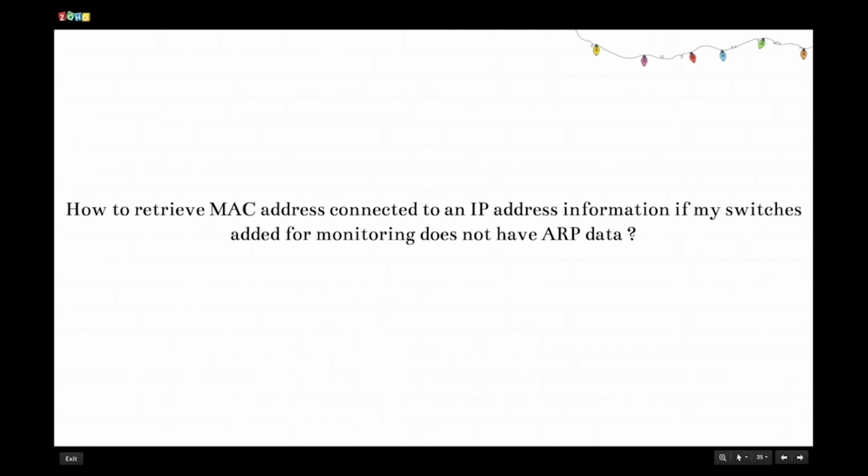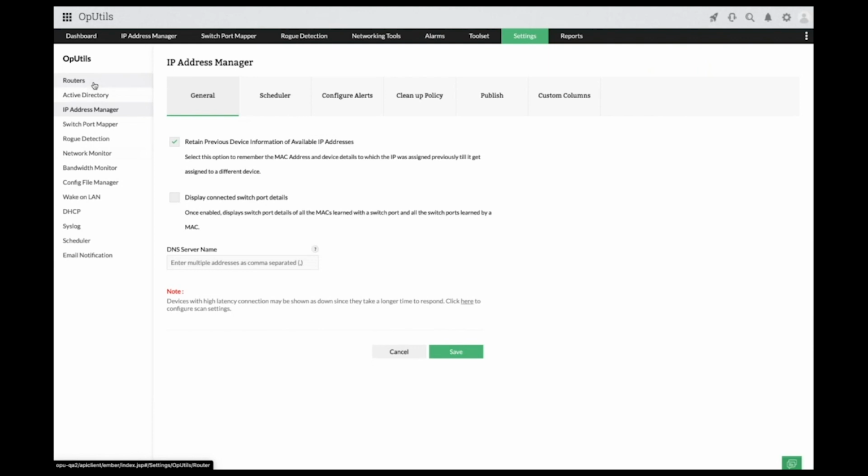So we'll move on to the next question, that is how to retrieve the MAC address connected to an IP if my switches added for monitoring do not have the ARP information. It's not necessary for all the switches being monitored to have the ARP information. Some switches might have VLANs that go across your network and will not have information about the ARP there. So in that case, we do give you an option to add your routers.